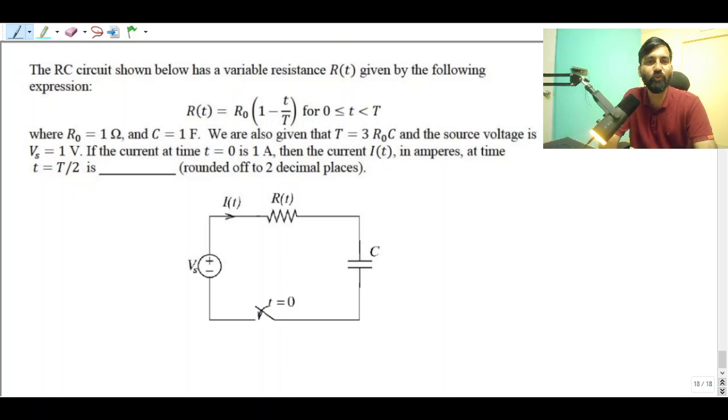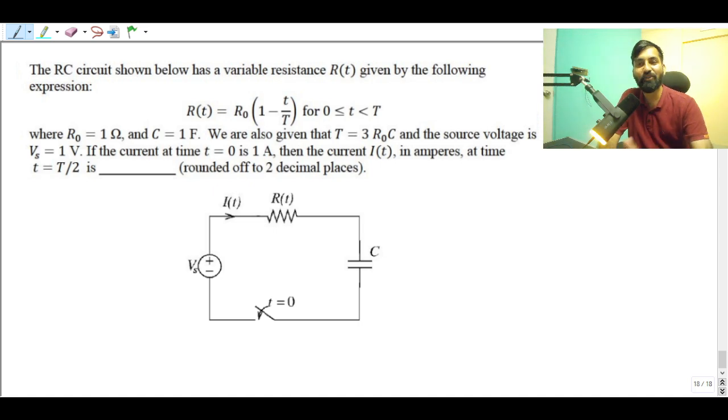Hi everyone, so we will solve now this question. This question was asked from network theory, and this question belongs to the transient problem basically. But this question is slightly different, right? Whatever result we know for any general RC circuit, those results are not going to be applicable here, right?